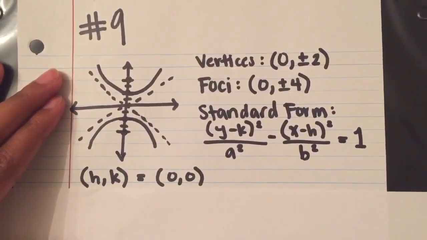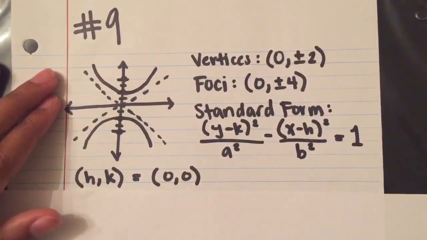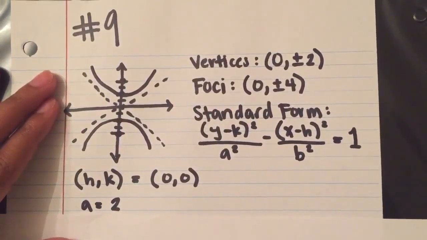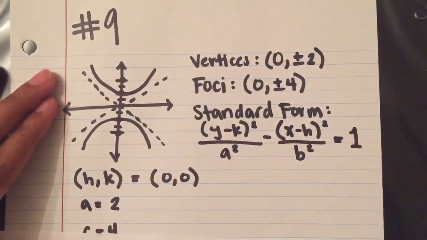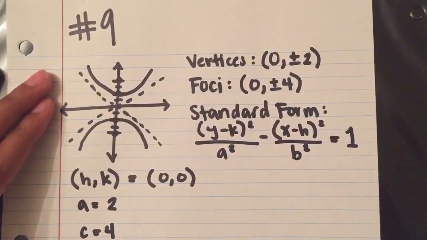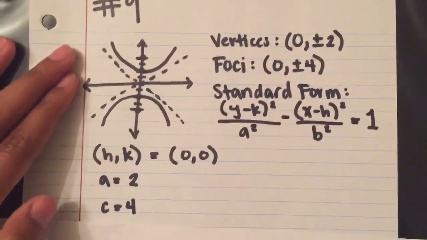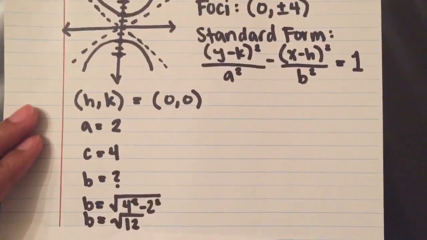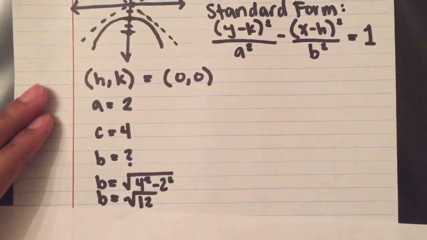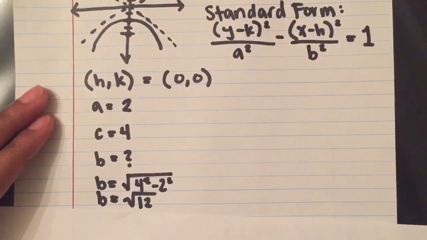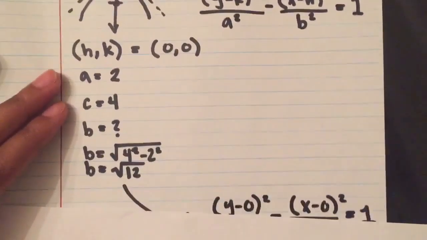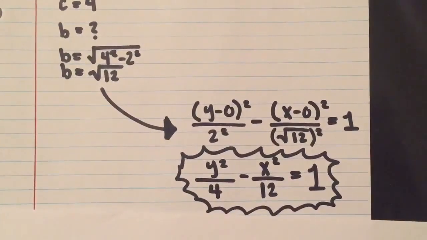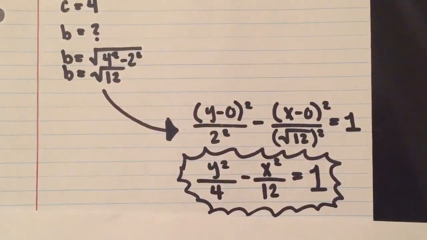And we have to find our h, k, which is the center, and that is 0, 0. And then we have to find a, which is the distance from the origin to the vertex, and that's 2. And then c equals 4, and that is the distance from the origin to the foci. And then we have to find b, and to find b we have to use the Pythagorean theorem, and we should get b equals the square root of 12. And then we should put this all in our equation and end up with y squared over 4 minus x squared over 12 equals 1.